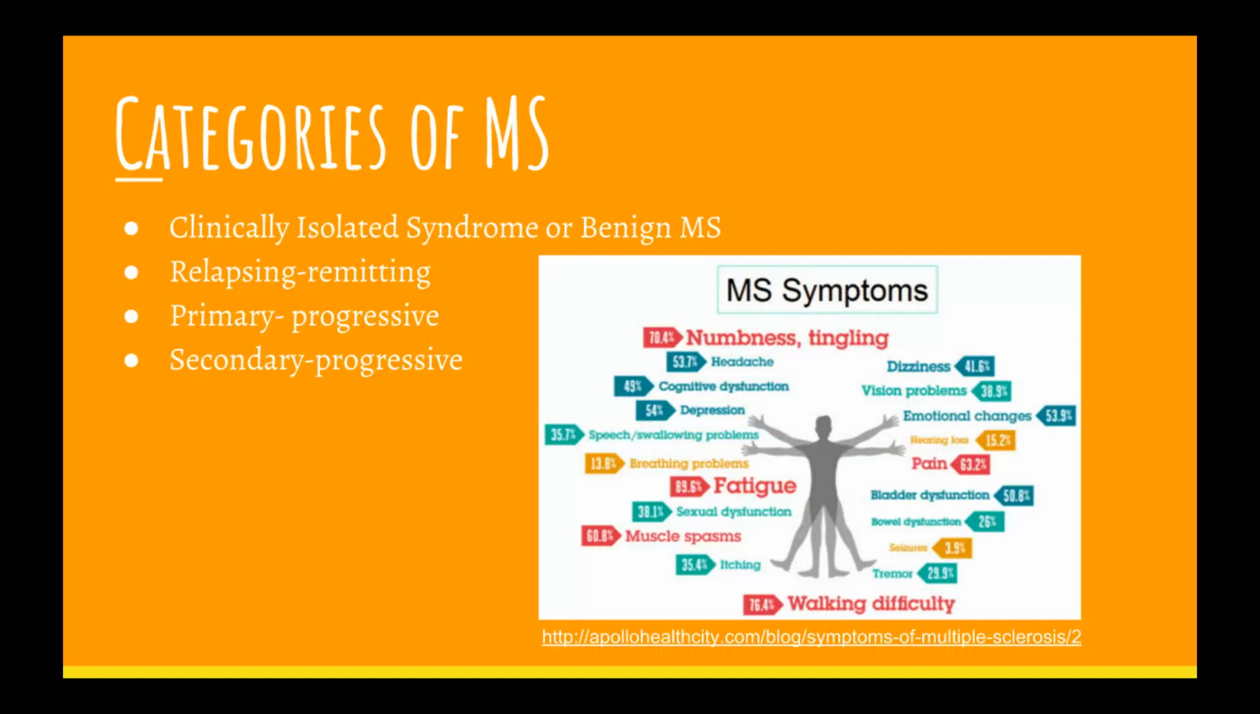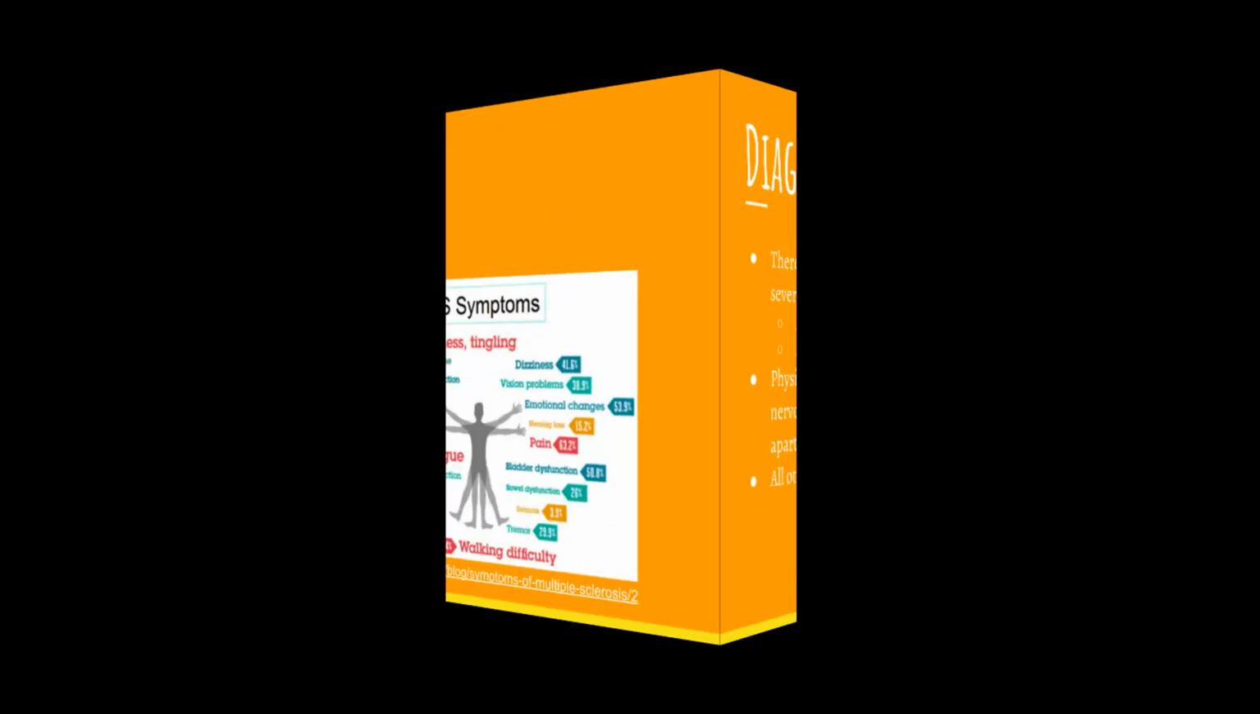Primary progressive. People with this kind of MS have constant symptoms, which tend to get worse over time. Secondary progressive. People with secondary progressive start out with a period of relapse-remitting symptoms before symptoms gradually get worse. Without treatment, most people in the relapse-remitting category will develop this form of MS within 10 years.